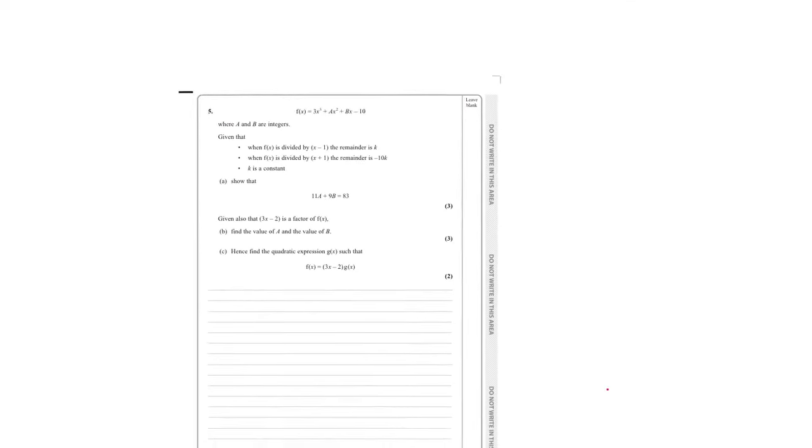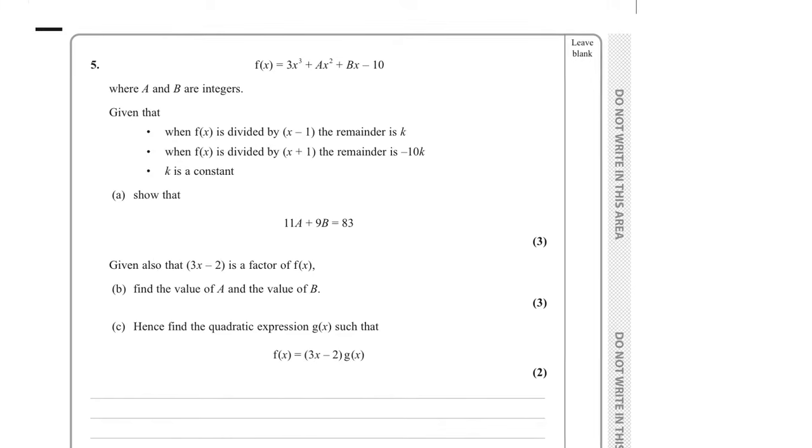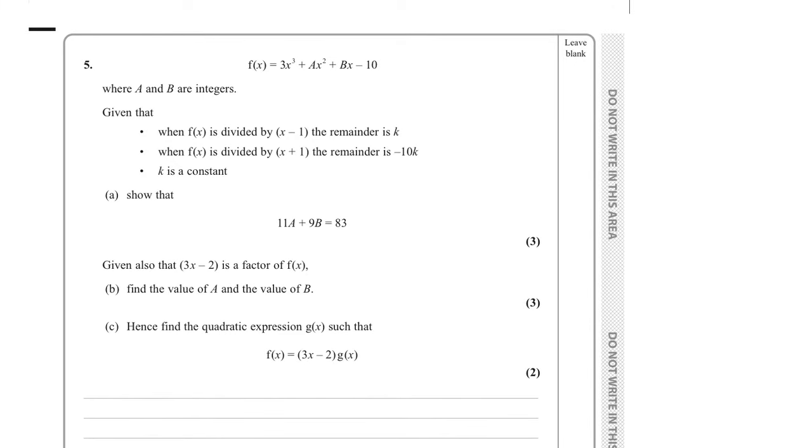Okay, question 6. Now, I feel like question 6 was a little bit funny. Some of you did the show that part, and then the rest of it, I really don't know what happened. So, let's go for it. Where a and b are integers.